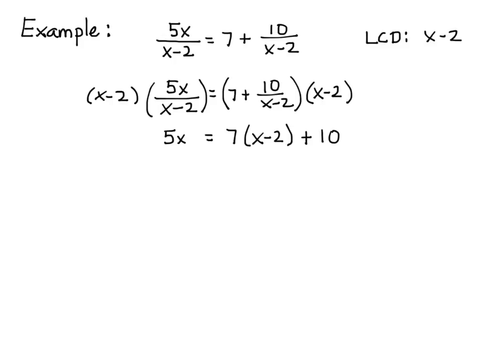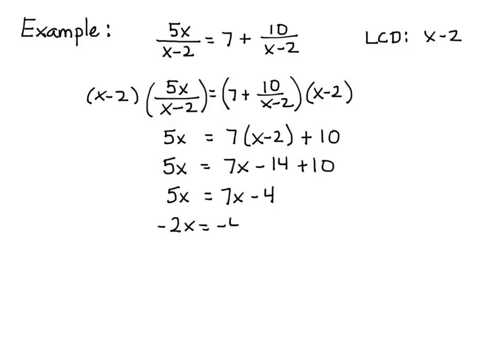The x minus 2's cancel. We have 5x. And here the x minus 2 cancels this one, so we have 10, but here we have 7 times x minus 2. And so when we expand that and collect the terms, we get what looks like x equals 2. But we have a problem here.